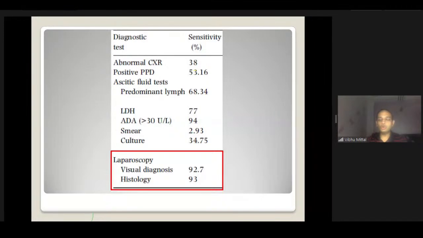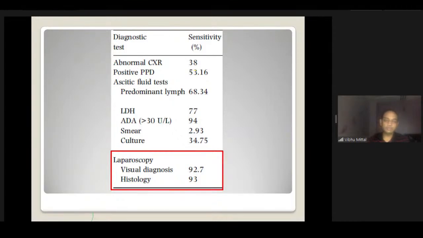So this is an old slide. It does not include the recent inclusion of GeneXpert, or USG guided omental biopsies. But yes, where everything else fails, laparoscopy, visual diagnosis, or histology can clinch the diagnosis in more than 90% of cases. And it is an important tool.